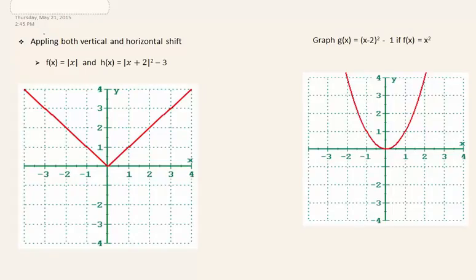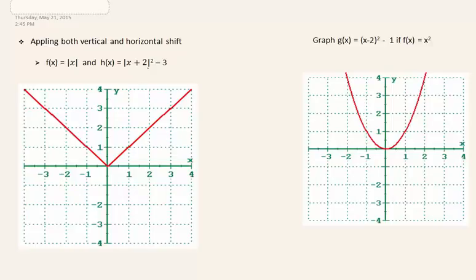Now that we know how vertical and horizontal shifts work, we can apply them to the two functions that we have below. In our first function, we have f of x is equal to the absolute value of x. And they want us to draw the function of h of x when it's equal to the absolute value of x plus 2, taken to the second power, minus 3. So if we look at our h of x function, we have to find what is our horizontal shift and which is our vertical shift.